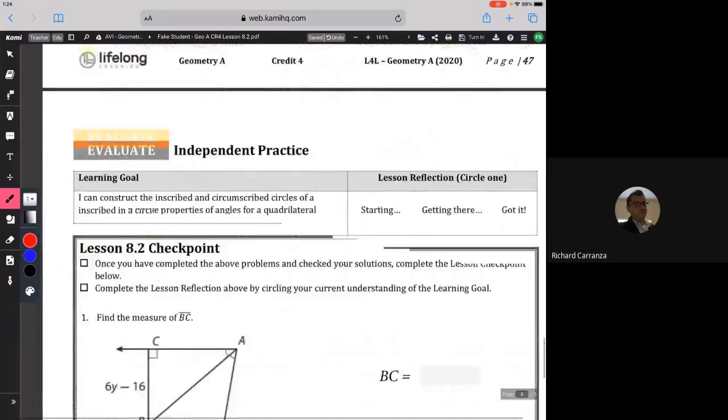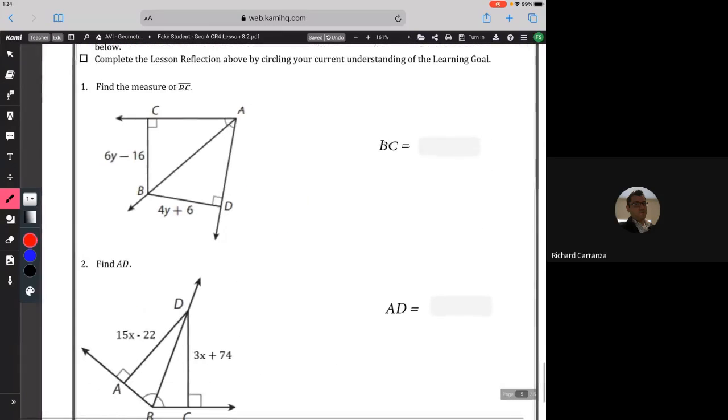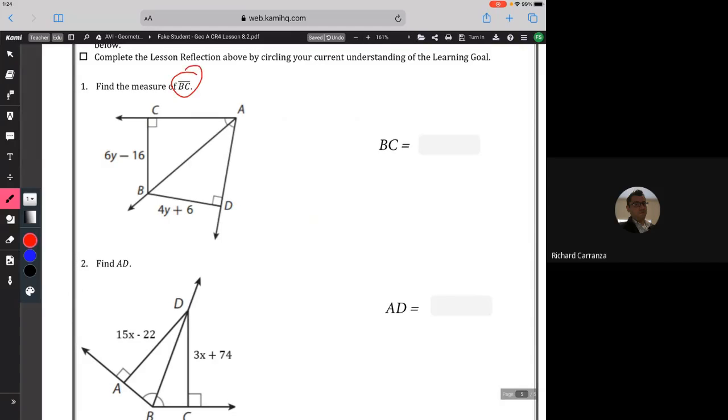All right, we're going to move on to the next one. Same thing, you want to find BC. So in this case, we're not finding y, we're finding BC. So we have to find y first and then plug it in. So we should know by the theorem, BC is equal to BD. So then we just substitute.